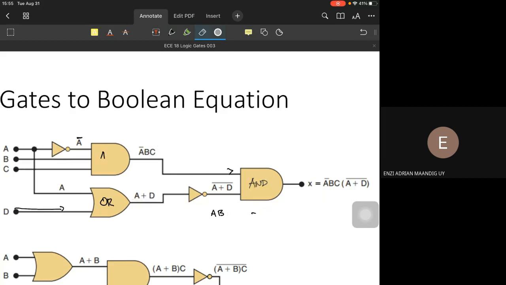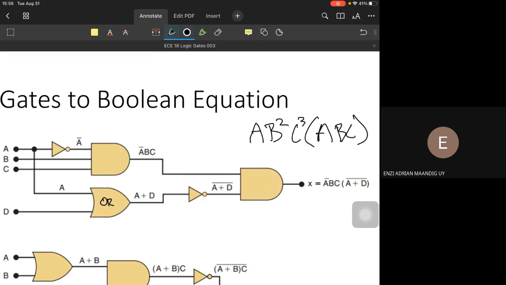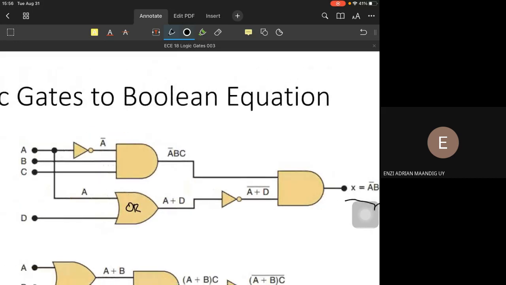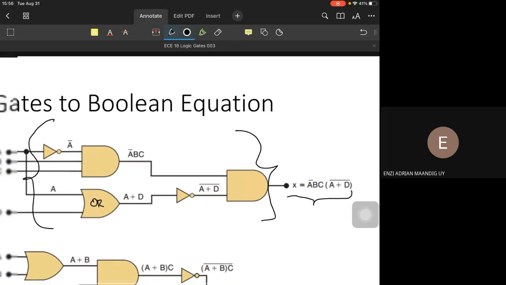Actually, this is not yet the simplified answer. It's long, and it can still be simplified with algebra. Something like AB squared C cubed becomes ABC, right? It can be simplified further. I'm sure this could still be simplified, and if it is, the overall circuit can be simplified too. There might be redundant branches here. So don't worry, I won't introduce that now.